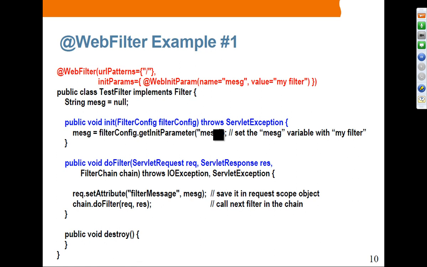Okay, so again, the filter used to be specified in the web.xml file. Now in Servlet 3.0, you can use the @WebFilter annotation. Instead of configuring the filter in the web.xml file, you are going to use the WebFilter annotation to configure that filter. In this case, this filter will be used for the URL pattern of slash. And you can also use the initParams attribute.